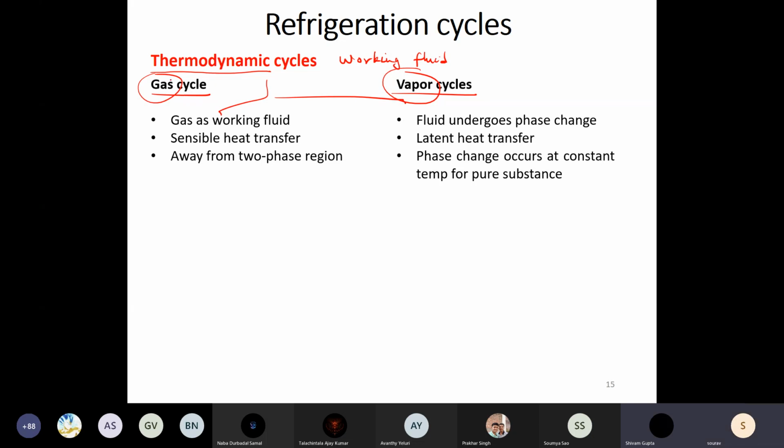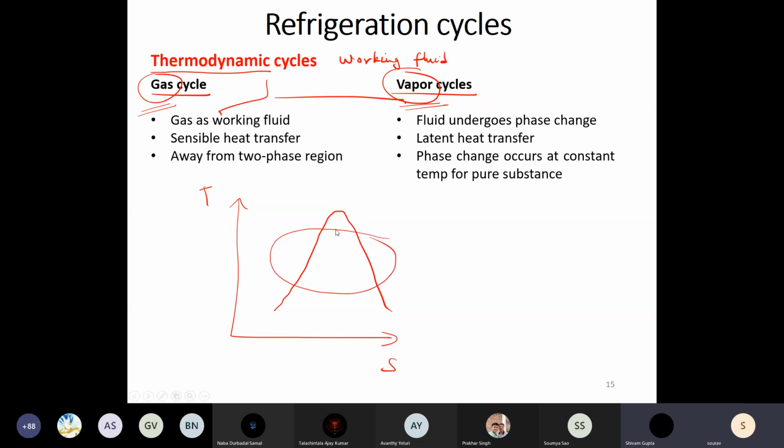If the working fluid is only in the gaseous phase and does not change its phase during the entire course of the cycle, then it is classified as gas cycle. In case it changes its phase from gas to liquid and then liquid to gas, then it is classified as vapor cycle. Now if you plot again the two-phase region, if you have a cycle which operates in this region of the working fluid, it would be classified as a vapor cycle.